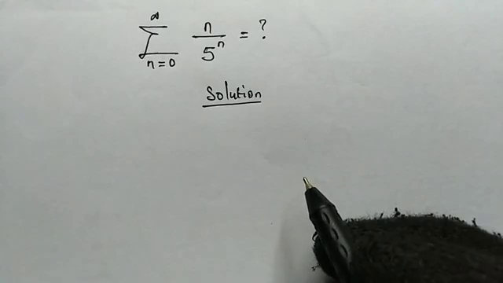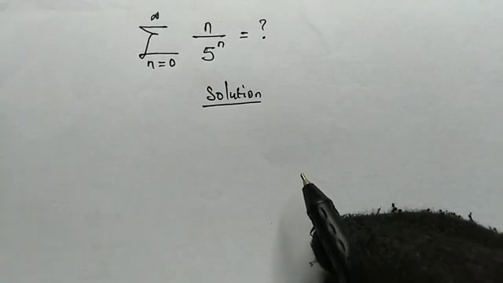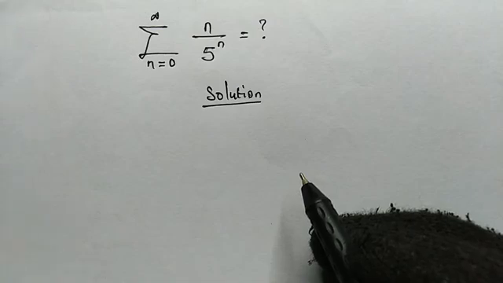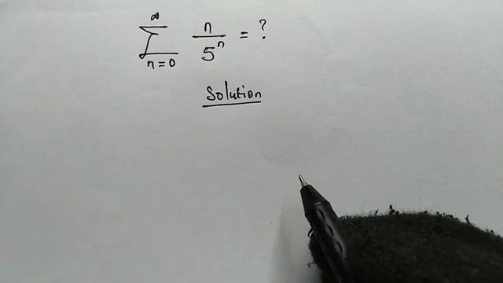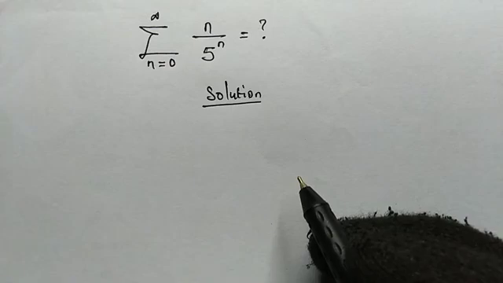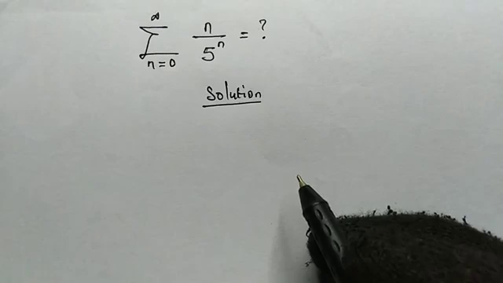Today we're going to evaluate this infinite series. We have the sum as n goes from 0 to infinity of n divided by 5 to the power of n. And if you check my thumbnail, I said there that I did this within seconds. And that is true. Now, here is how we're going to evaluate this.